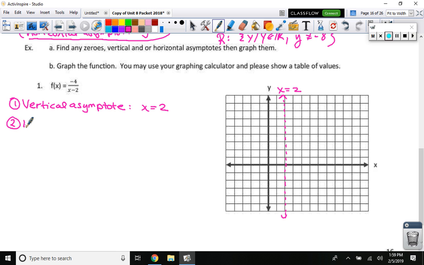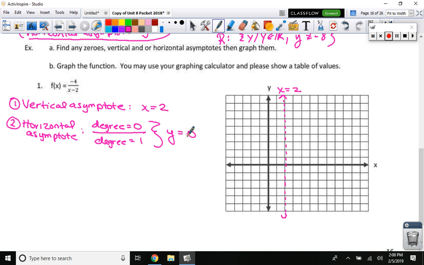Horizontal asymptote, how am I going to find that? So I got to do my rules, right? So degree of top is what? 0. Degree of the bottom, 1. So do I have a horizontal asymptote? Top is smaller than bottom. Yes. So y equals 0. It's going to be my horizontal. Put a little dashed line on y equals 0.